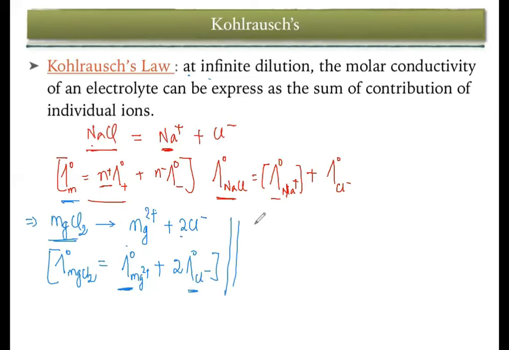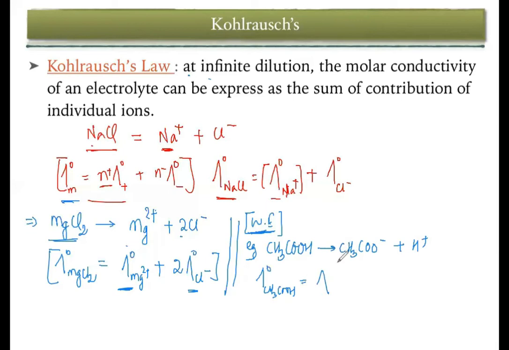Okay, the next one, let us try to find out for a weak electrolyte. For a weak electrolyte it is difficult to find out, but from the exam point of view, we can write it, for example, for acetic acid. When it dissociates, it gives CH3COO minus plus H plus. So lambda of acetic acid at infinite dilution will be, here the coefficient is 1, lambda CH3COO minus naught plus lambda H plus naught. This will be the expression. From the exam point of view, they will give you these values and you can find out the lambda of acetic acid.